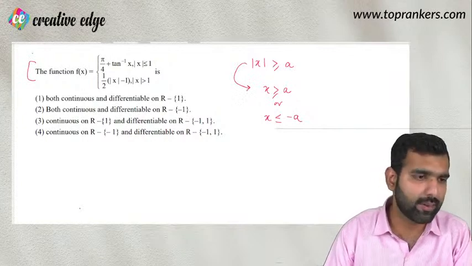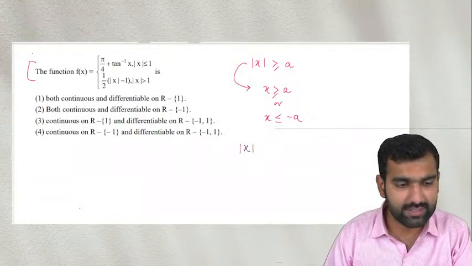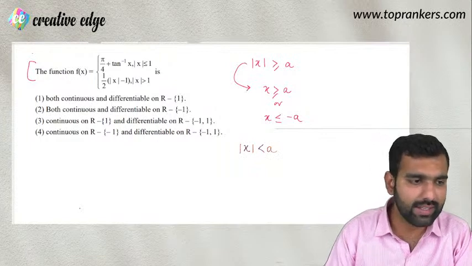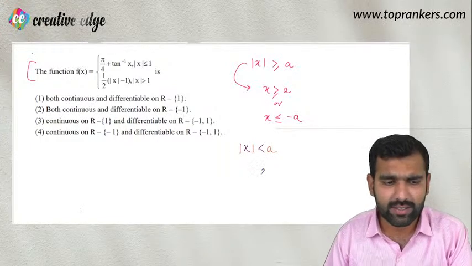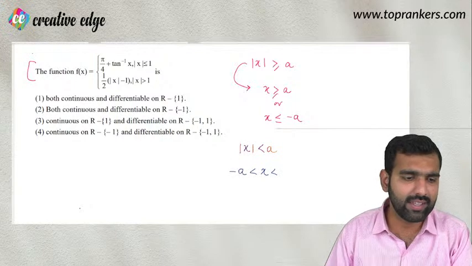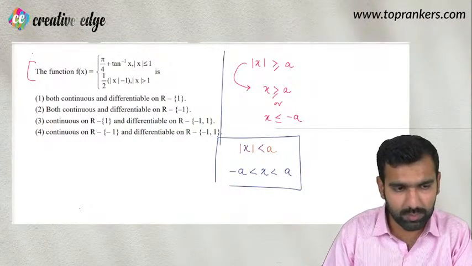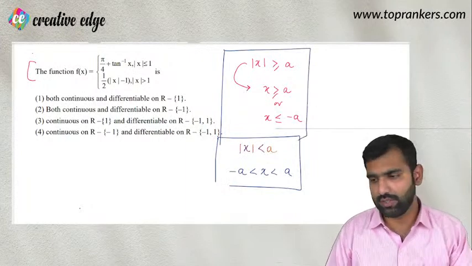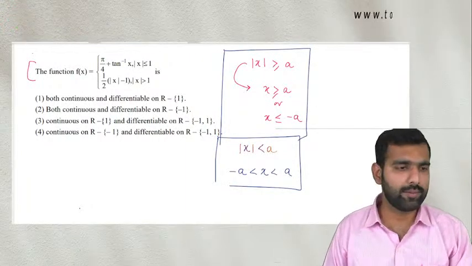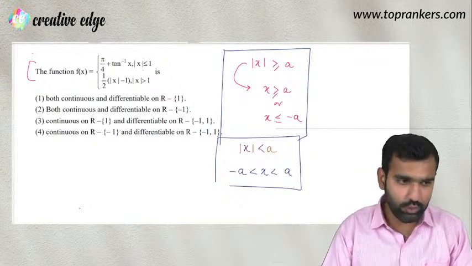Not just that, जब आपसे कहा जाए that mod x is less than a, well in that case how do you interpret it? You simply take x जो है वो minus a से a के बीच में lie करना चाहिए. So these are the two major conclusions which you must be making when you are given such information, right?